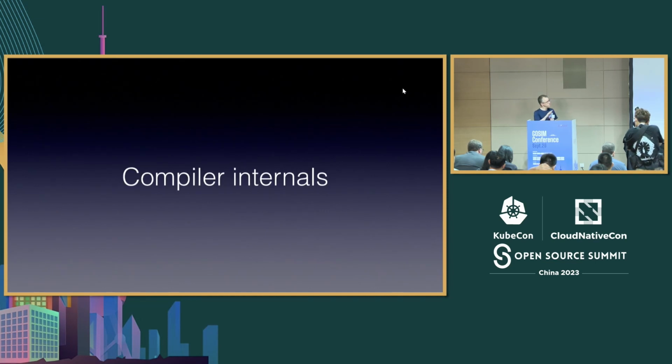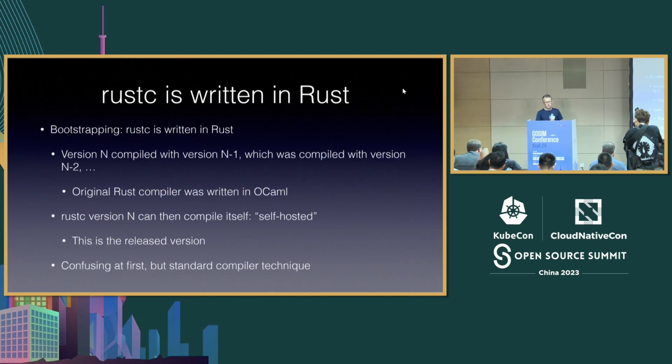So that's some high-level things, and now I'll get a little bit into some of the compiler's internals. The first thing to understand is that rustc is itself written in Rust, and this is done via a process called bootstrapping. The idea is version N of the compiler can be compiled with version N-1 of the compiler, and that can be compiled with version N-2, and so on back in time until you get to a point where something has to change.